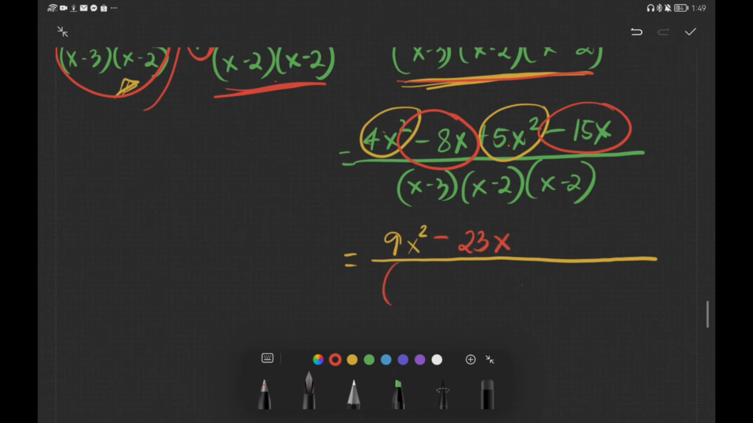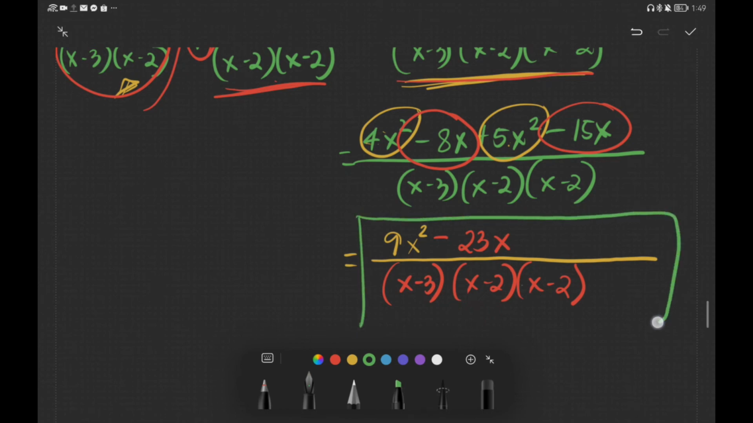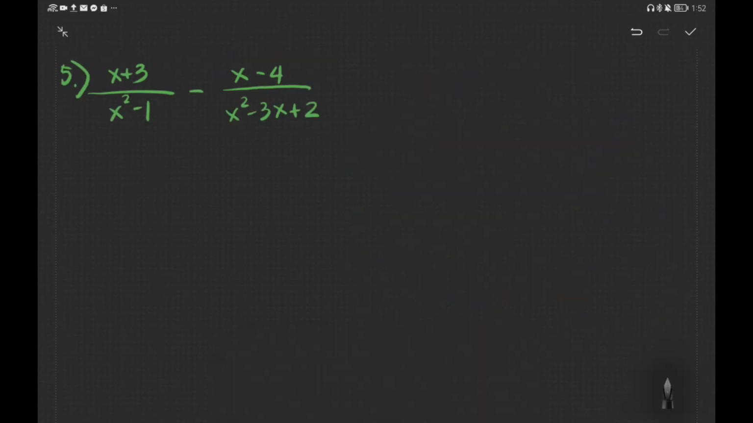So, we copy the denominators, x minus 3 times x minus 2 times x minus 2. There are no other factors that can be canceled out in the denominator. Therefore, this is our final answer. Okay, now let's have example number 5.